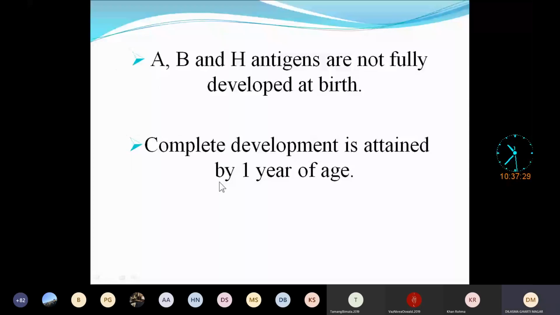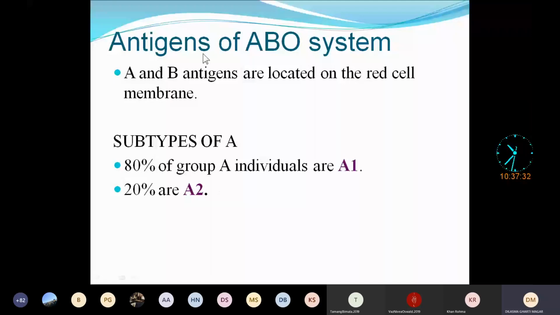So now we'll come to the antigens of the ABO system. Here we have not written the H antigen. I told you already that the H antigen is the one which gives rise to the A antigen and then the B antigen. In the ABO system we don't talk much about the H, but still the H antigen will be present in our blood. So here the A and B antigens are located on the red cell membrane.